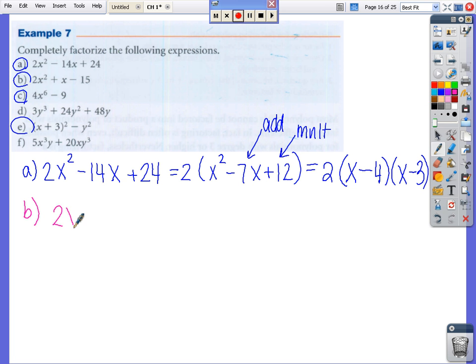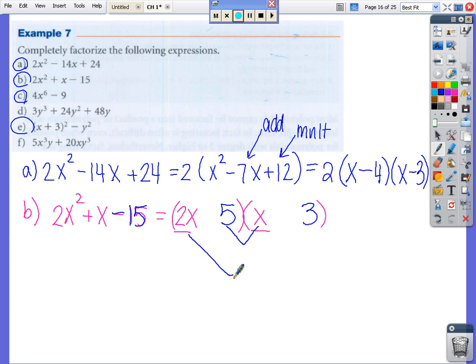Part B, 2x squared plus x minus 15, no GCF. So what I'm really looking at are two factors where the front values will multiply to 2x squared. So I know one of them has to be a 2x, the other one has to be an x. In the back, the terms must multiply to negative 15. So we can just guess and try, say, 3 and 5. And then how do I know which one's positive and which one's negative? Because I got to make it multiply to negative 15. I am actually going to multiply here and multiply here, but then add.